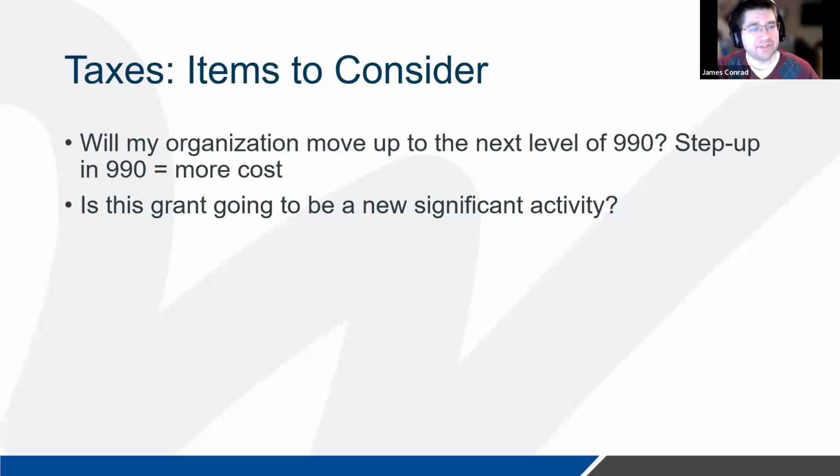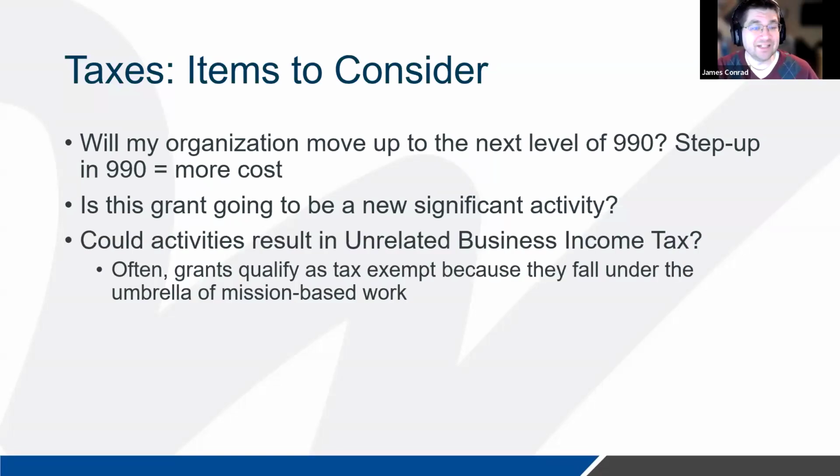Are you branching out into something completely new? That's something to think about, because if it's not part of your mission, there's going to be a possibility of unrelated business income tax. The key for unrelated income tax is, is it within the umbrella of your mission? Are you going to be able to justify the work that you're doing as part of your mission? If not, watch out.